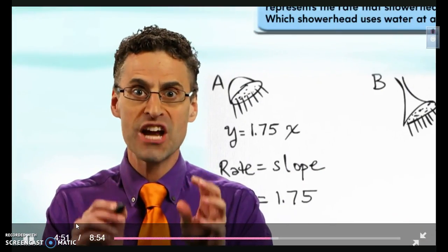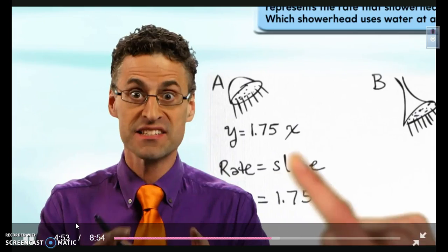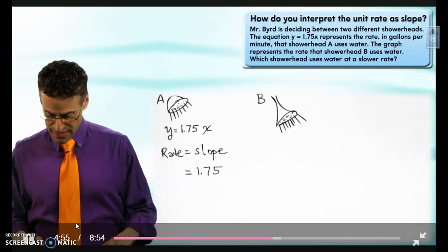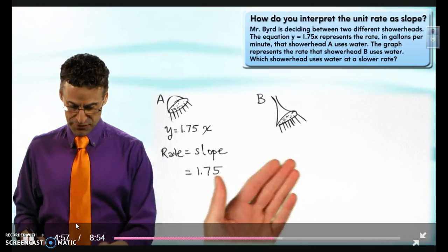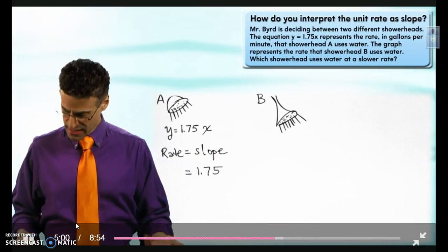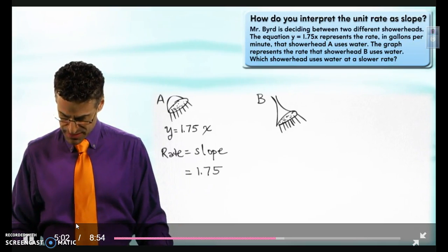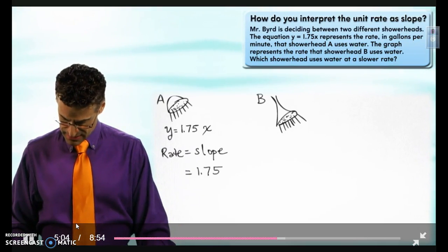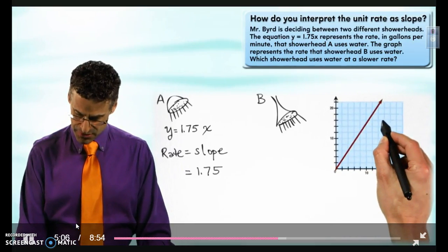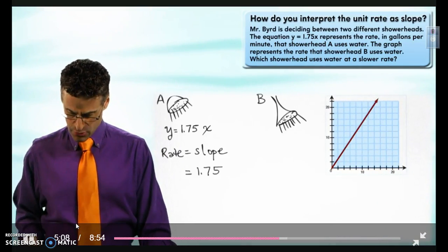Well, now that you've seen both shower heads, which one are we going to pick? Let's stay tuned and find out. Because what we have to do now is look at the information we have for shower head B. And all we have for the information of shower head B, of course, is its graph. So here's the graph. That's all we're given. We're not given an equation.